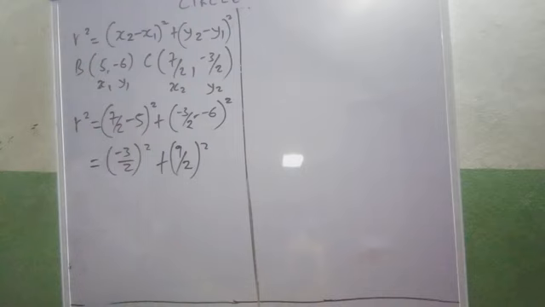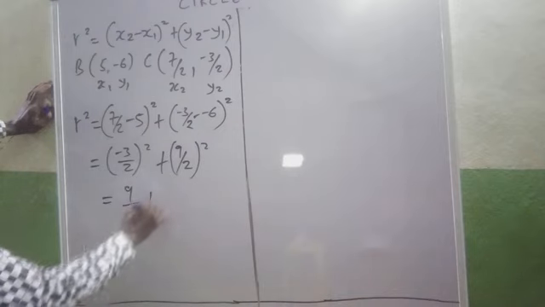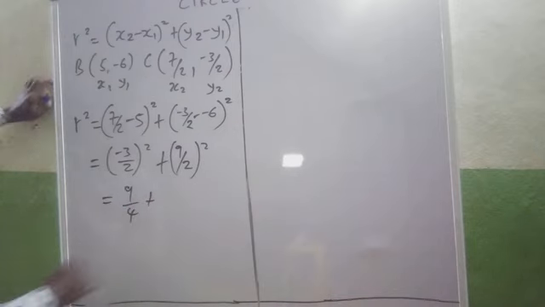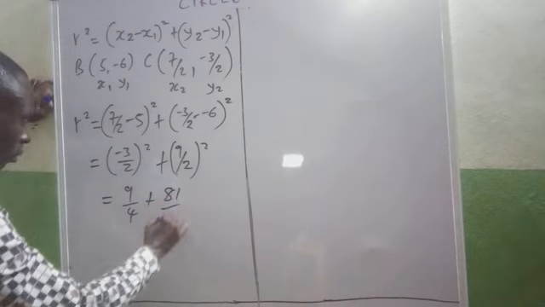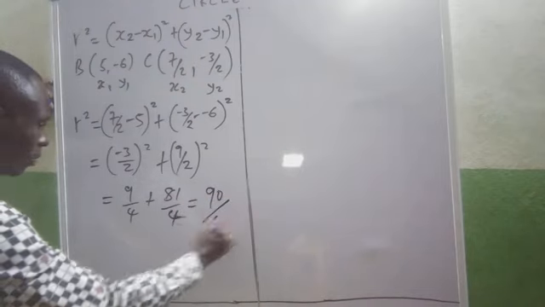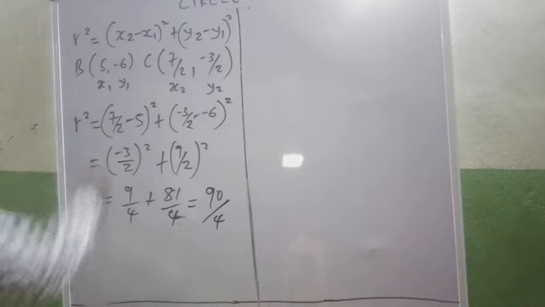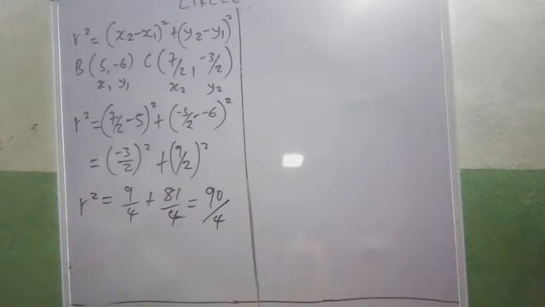So if you solve this, you will have 9 over 4, that is minus 3 squared, plus 81 over 4. So your final answer will be equal to 90 over 4. So your radius squared is 90 over 4. So since we have the radius squared, we can now solve for the equation of the circle. What is the equation of the circle?